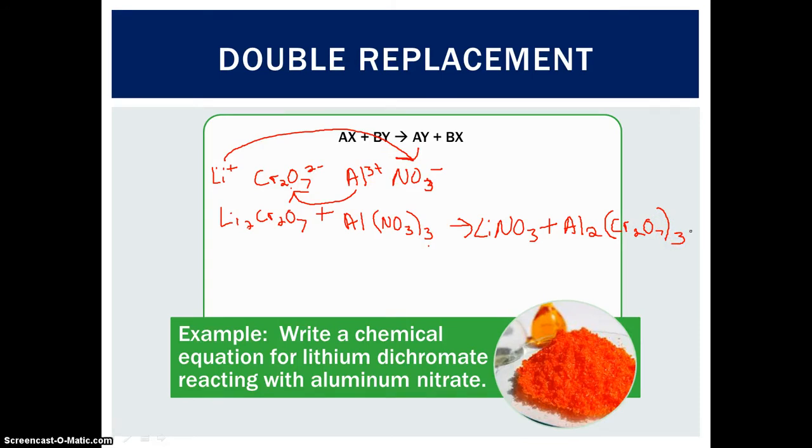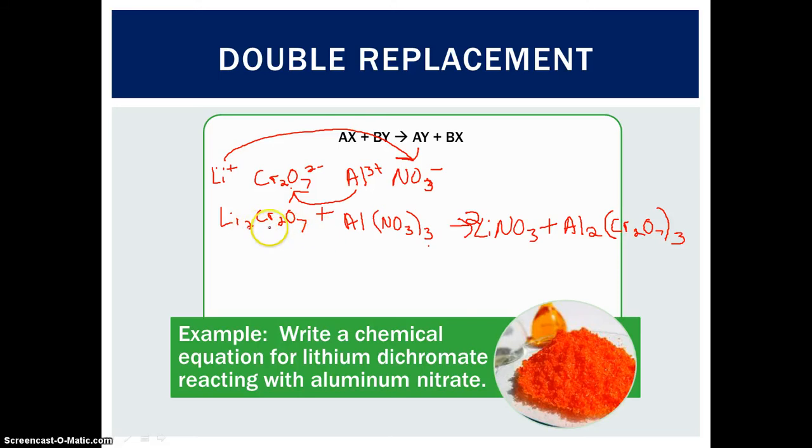Now, the thing about double replacement reactions is you have a lot of different elements going on in here, but really I just need to balance on my ions. So balance my dichromate and my nitrate ions separately. I notice I have 2 lithiums over here. I want 2 over here. I put a 2 in as a coefficient. My lithiums are balanced.